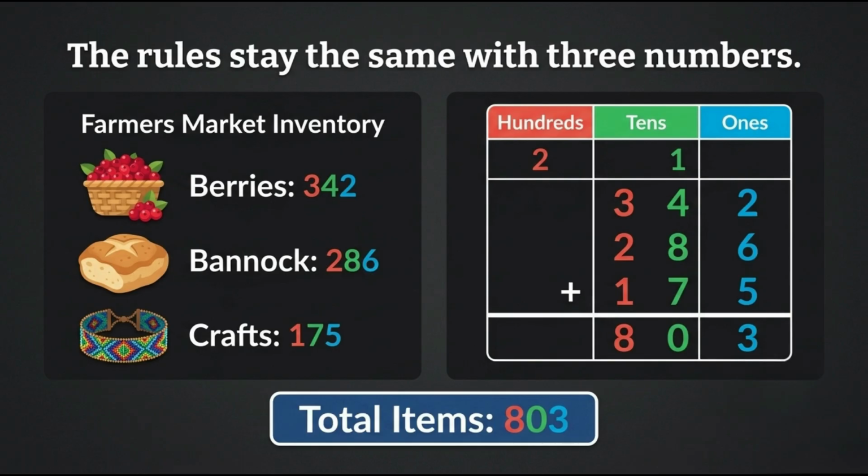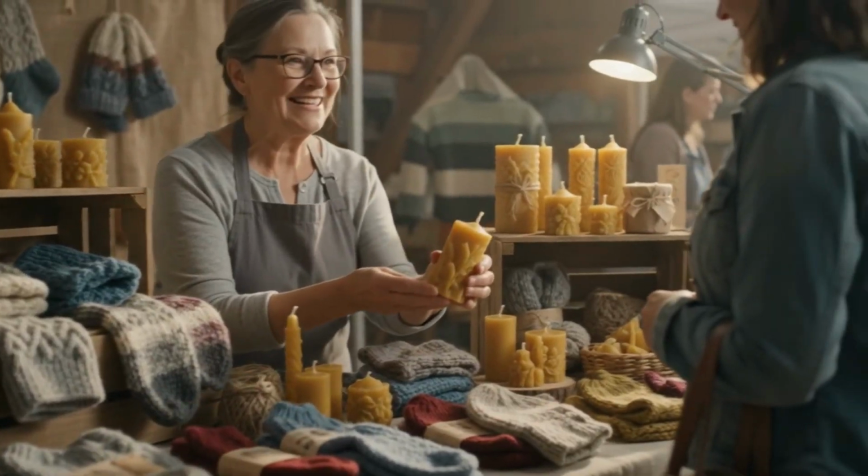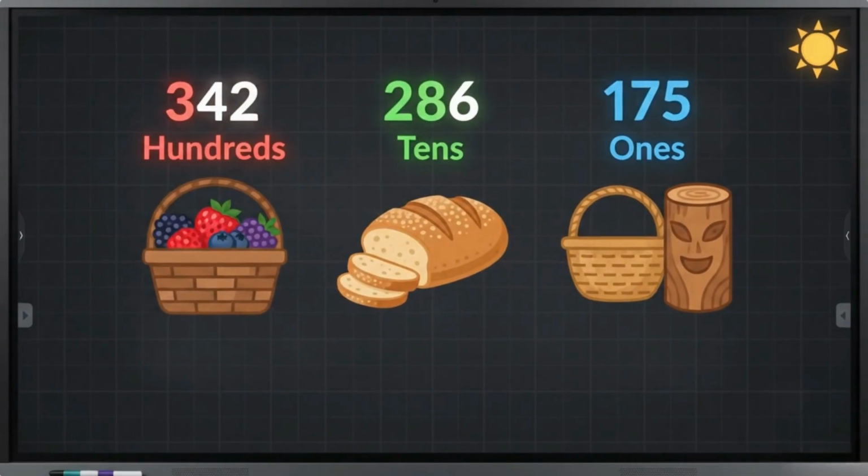All right, grade 6, let's really raise the stakes here. What if we have more than 2 numbers to add? Imagine a local farmer's market taking inventory. They've got 342 berries, 286 Bannock ingredients, and 175 crafts. How in the world do we find the total inventory? Well, don't worry, because the exact same algorithm applies.